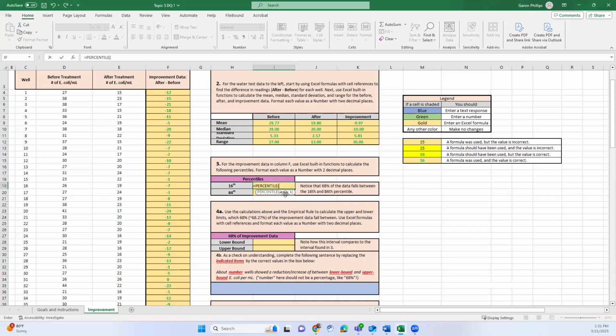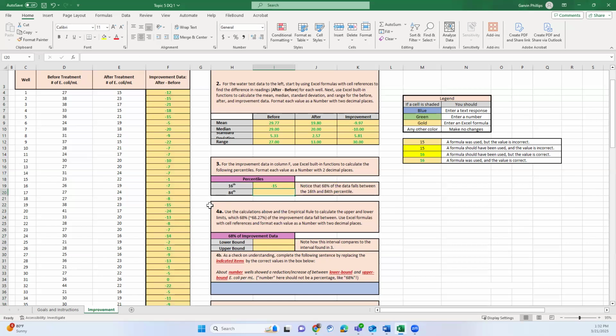Okay, and so the array is, what are we looking for? So this would be this column, but I know that's F, so I'm just going to go ahead and type F4 colon F120. That selects all of that data. I'm going to put a comma in, and then I want the 16th percentile. So that would be 0.16. I'm going to close that first parenthesis and hit enter.